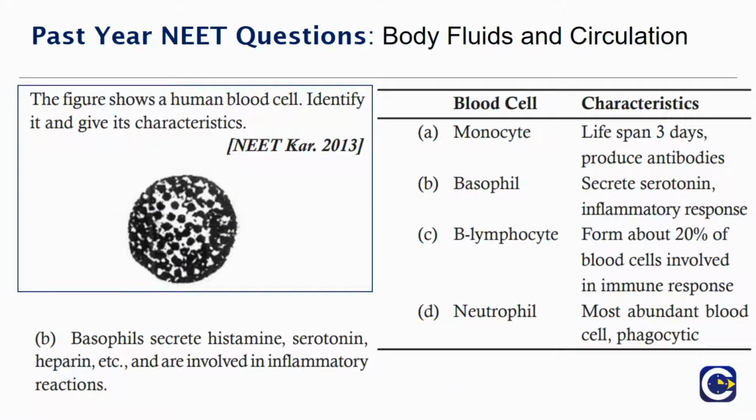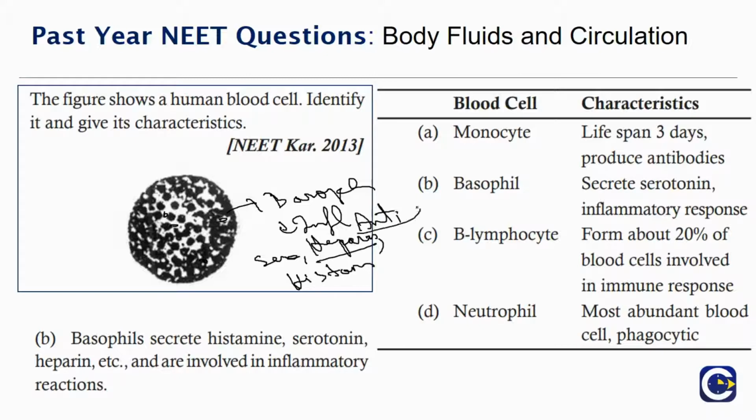The figure shows a human blood cell. Identify it given its characteristics. So this is a cell with a large number of granules, no particular shape or size. So this can be a basophil. So what does a basophil do? It is involved in inflammatory reactions. It produces serotonin, heparin and histamine. Heparin is an anticoagulant. So the answer is basophil secretes serotonin, inflammatory response.